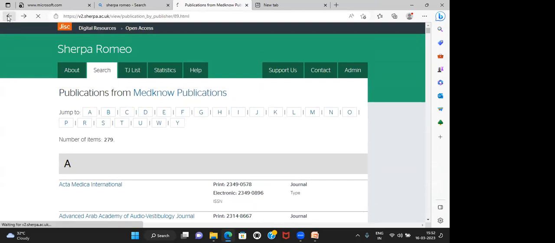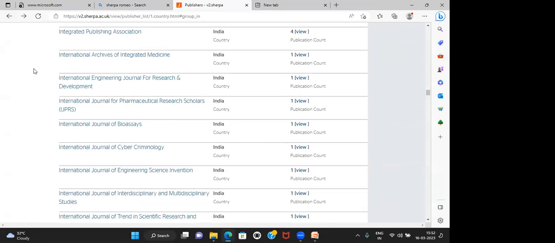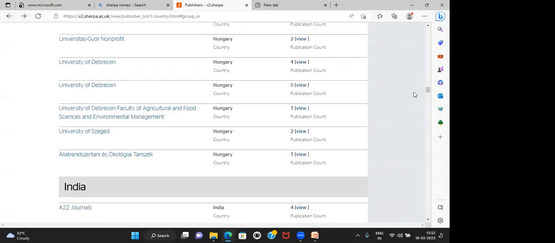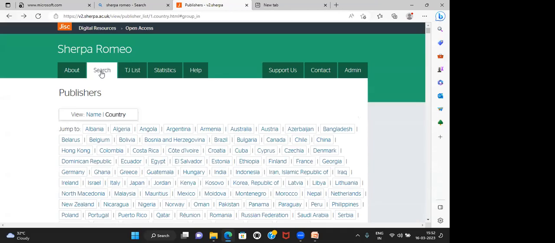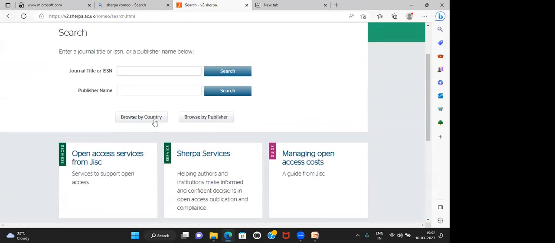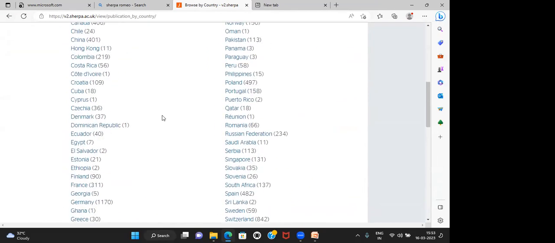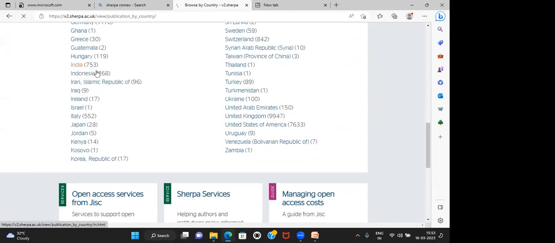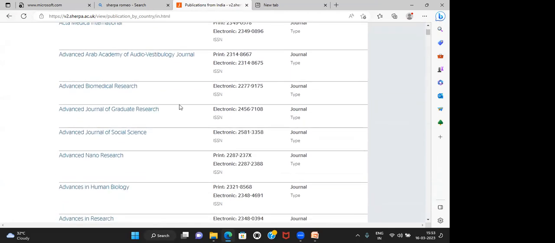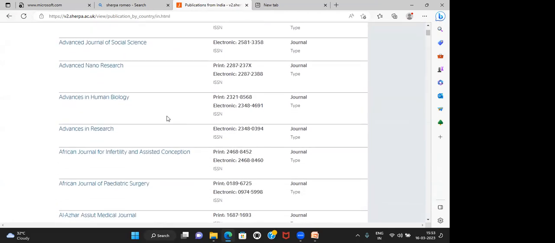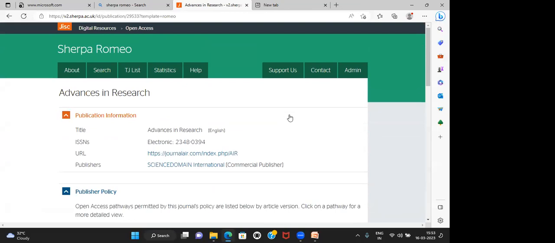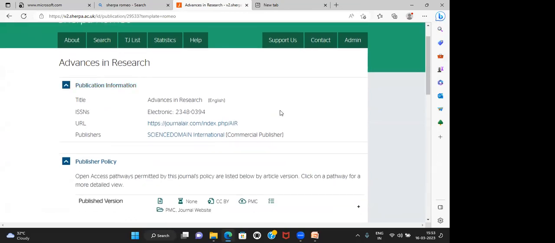Now we can see what type of information is provided by this database. We will see the policy. So I am seeing the Indian journals, so that way I come to India, Advances in Research. So you see what we are seeing here, what information is there.